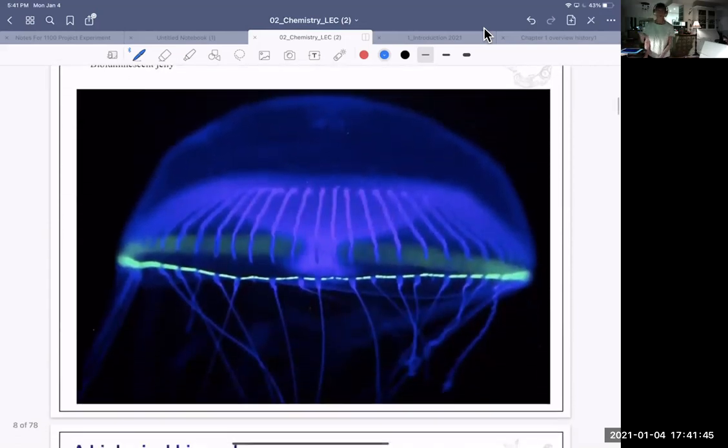Bioluminescence is another really cool chemical reaction in organisms. This is a jelly, and it's caused by a protein called luciferin and an enzyme called luciferase. And it's an oxidative reaction. The byproduct of that is light.